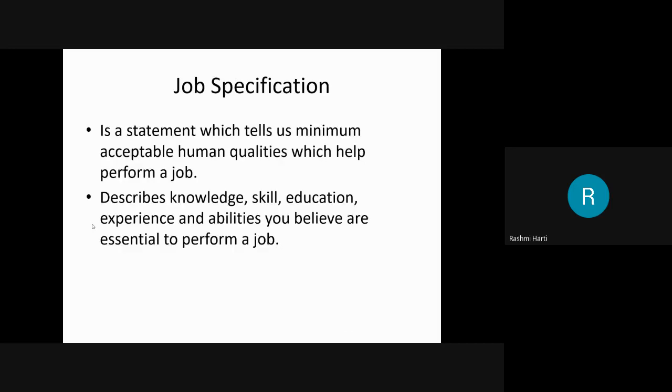So here, moving on to job specification. Job specification is nothing but a statement which tells us the minimum acceptable human qualities which help perform a job. Please understand, students, here: job description tells us the minimum duty, task, and responsibility of a particular person. Job specification tells the minimum knowledge, skill, and ability required for a particular person in a job. So job specification describes knowledge, skill, education, experience, and abilities which are believed to be essential to perform a job in a better way.